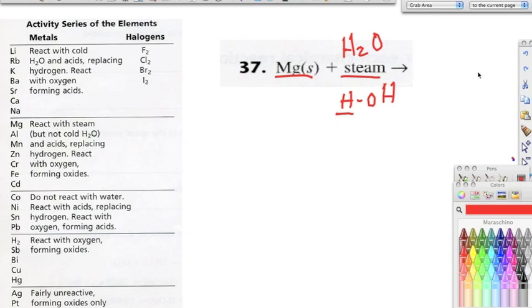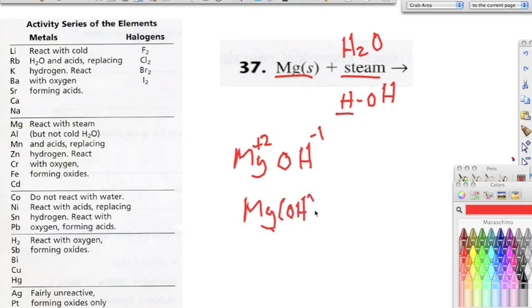So we need to go ahead and write out the products. So magnesium is now going to be bonded to hydroxide. So it's Mg, now bonded to OH. So we have a +2 and a -1. We crisscross and we get Mg(OH)2. And our other product is going to be hydrogen. Now hydrogen's written by itself, it's a diatomic, so we put a 2. Now we have to check and see, is it balanced?